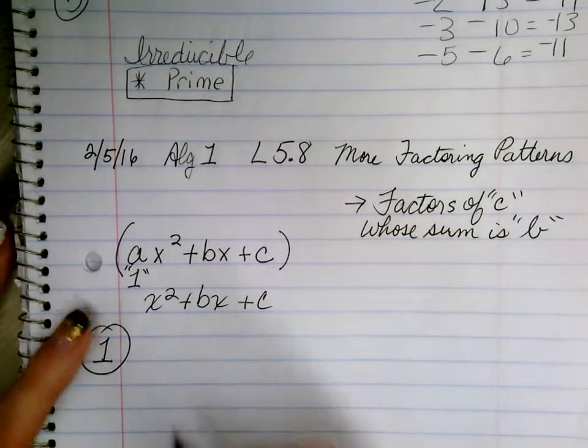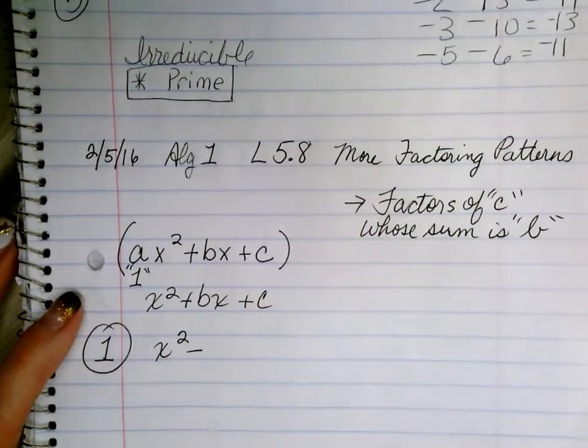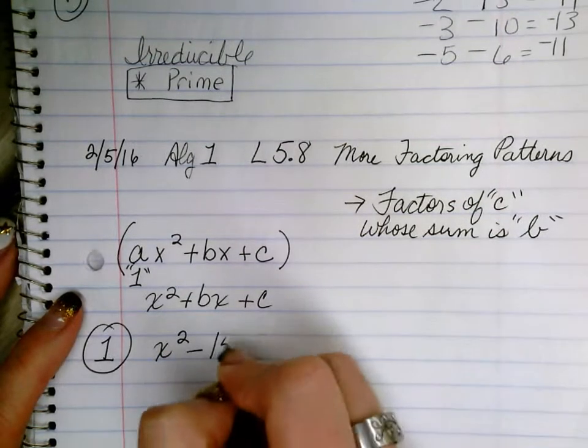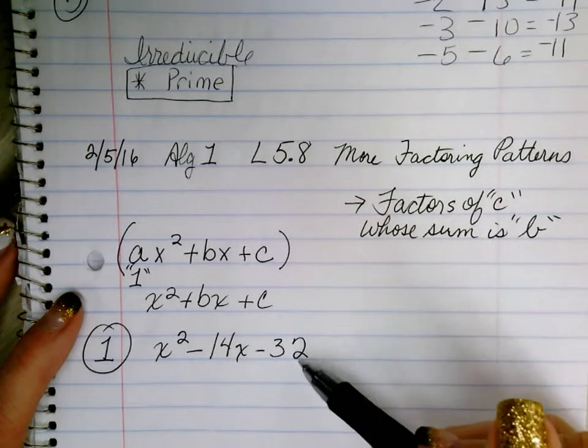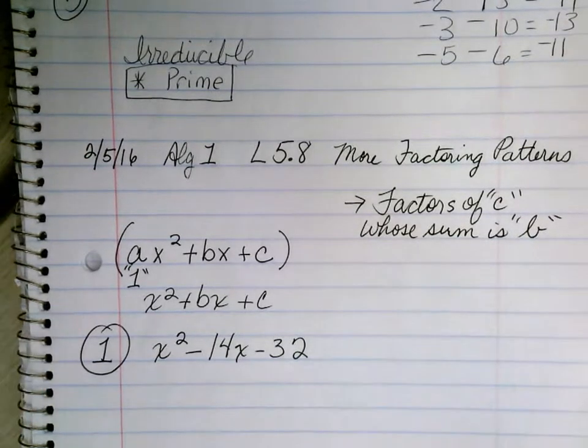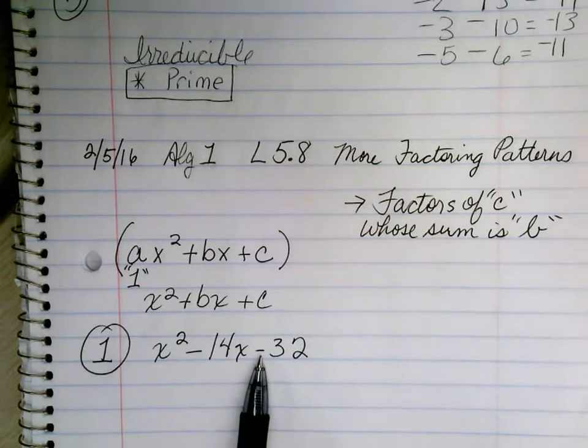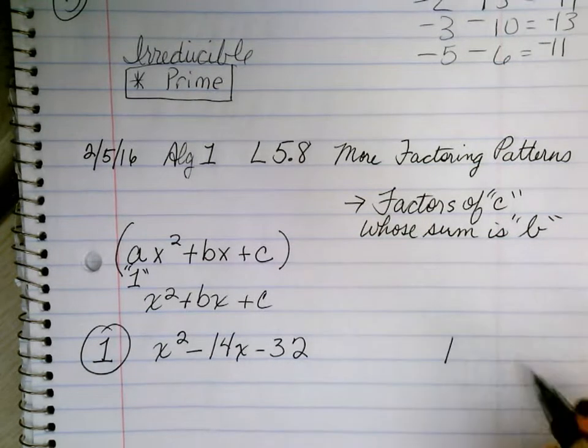We're going to do x squared minus 14x minus 32. Factors of C whose sum is B. Now here's where it gets tricky. In order to create a negative, I have to have a positive and a negative factor, right? Positive times a negative will give us a negative. So let's list all the factors.